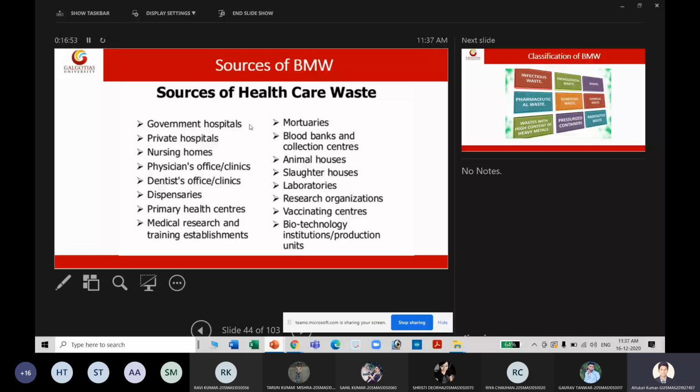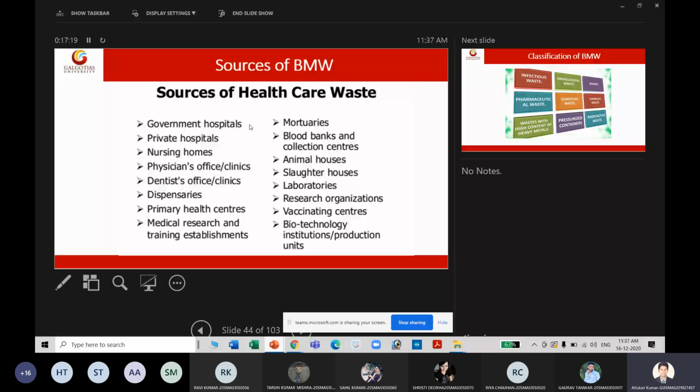Slaughterhouses. Simple. Slaughterhouses means, are you vegetarian or non-vegetarian? Vegetarian. Okay, people will buy chicken, right? In the chicken shop, they will cut the chicken. So where the meat is cut, that is called a slaughterhouse. Where they kill animals is called a slaughterhouse. Don't worry, there are no human slaughterhouses.